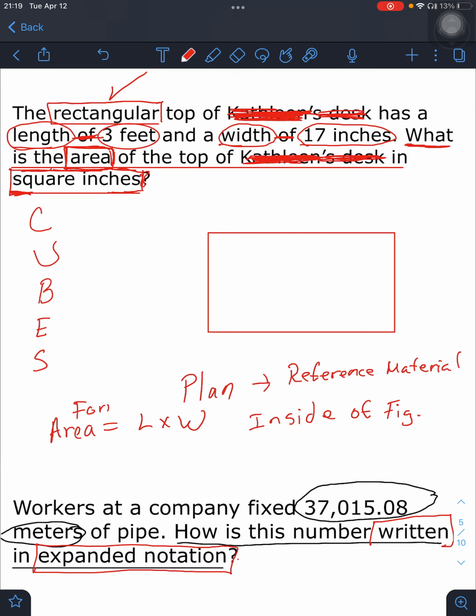Next, we're going to be placing our important information in the proper sections of our sketch. We have 3 feet for our length. We have 17 inches for our width. And super important piece of information, the question is asking for the answer in square inches. So we cannot forget that we want the answer in square inches.